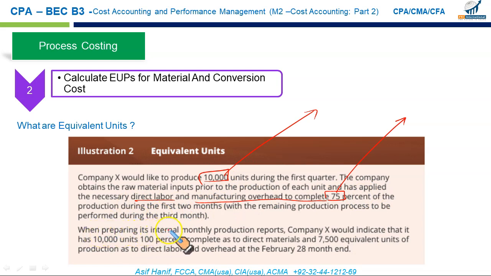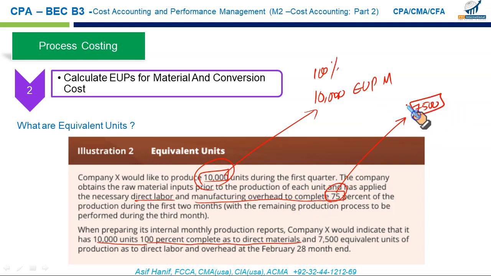Now, when preparing its internal monthly production reports, Company X would indicate that it has 10,000 units 100% complete as to direct material. So we can say that these 10,000 actual units are 100% complete with regard to material. So we can say that there are 10,000 equivalent units of production of material. And since only 75% conversion cost has been incurred, that would mean that the conversion cost that has been added is sufficient to complete 7,500 units.